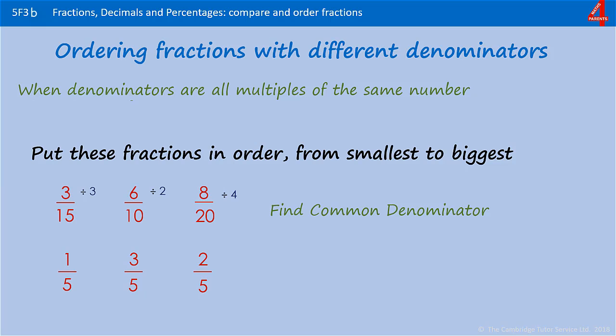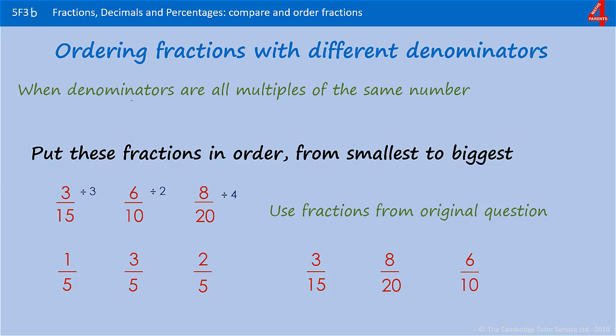Remember that the fractions you're going to put in order are going to be the original ones in the question, not the ones that you've converted to fifths. But the ones you have converted are useful if they're directly below each one, to be able to see straight away which of those top fractions is smaller than the others. 1/5 is obviously smaller than 2/5 and 3/5, so 3/15ths, which is above that, will go first. The next biggest is 2/5, so that means 8/20ths is next, and finally 3/5, which is the same as 6/10ths.